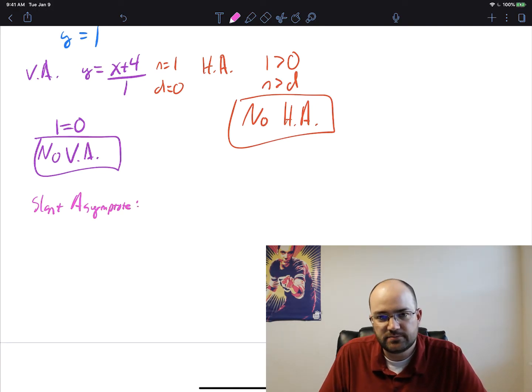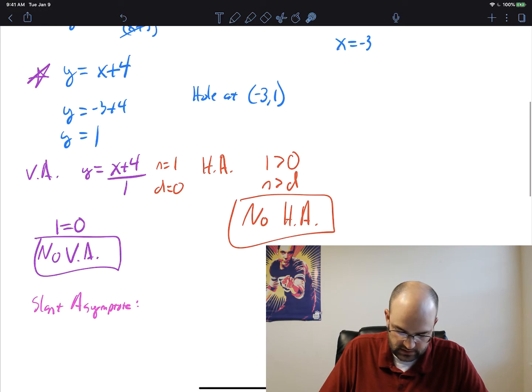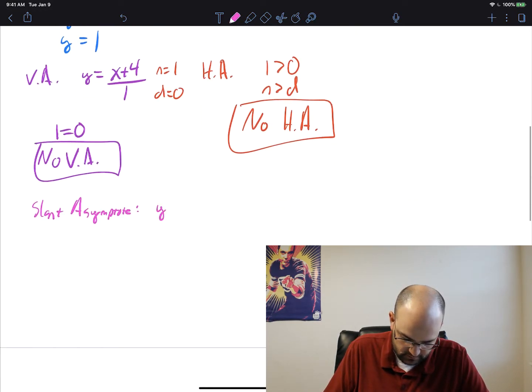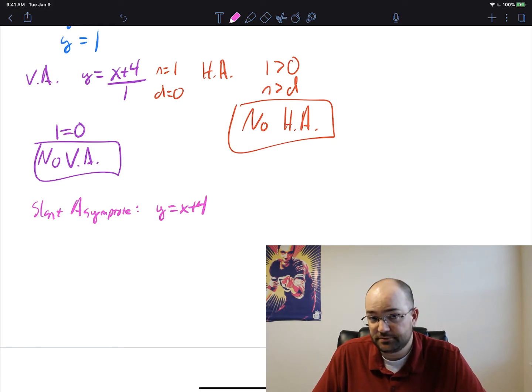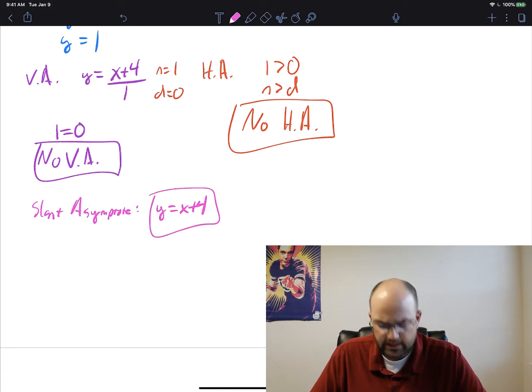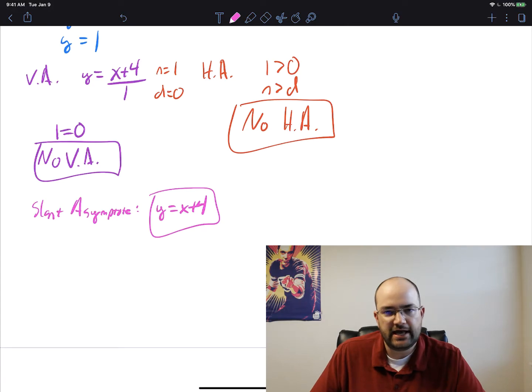And the slant asymptote is actually y equals x plus 4. And that's pretty much it. I'm not sure if MyMathLab asks for a slant asymptote or not, but there you go. All right. What does it even mean to have a slant asymptote?